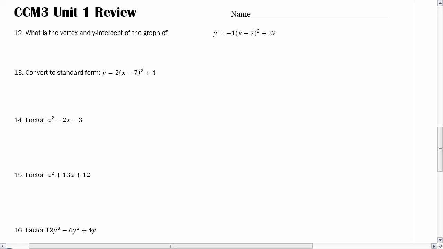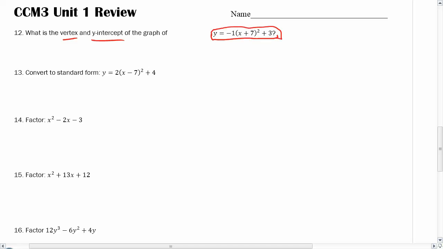This is the third part of the review for Unit 1. A lot of these questions are going to be pretty similar to ones on the front, so we won't go through all of them. But again, this is similar to what we did in our last lesson, where we need to get the vertex and the y-intercept of the graph of this equation.